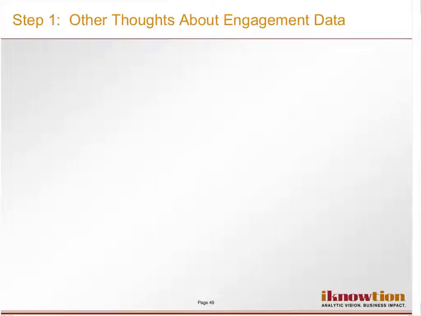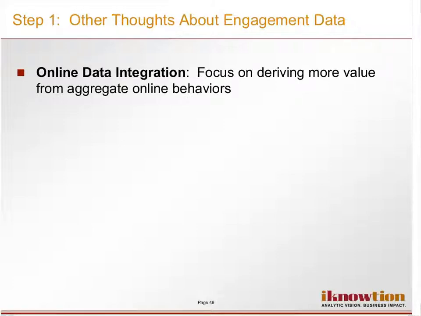So a few other thoughts I wanted to share on engagement data collection. Focus on deriving more value from aggregate online behaviors. I certainly understand that web browsing or things such as social mentions can be very difficult to capture at an individual level. However, they can and they should be included at an aggregate level so that you're at least considering them when correlating engagement behaviors to key business profit drivers.